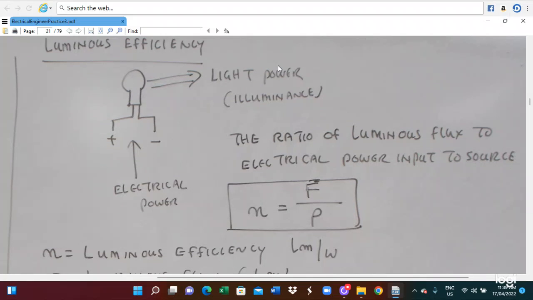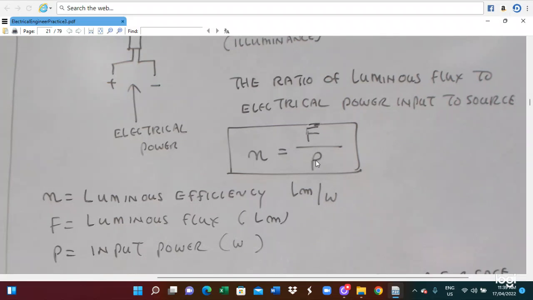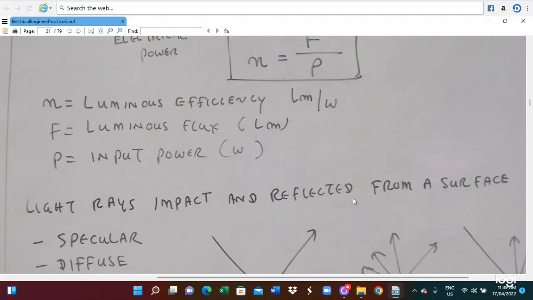Here, light is producing light power. When you connect electrical power, the light produces this light power. The ratio of the luminous flux to the electrical power input is the efficiency, eta. So eta equals F over P. Eta is the luminous efficiency in lumens per watt, F is the luminous flux in lumens, and P is the input power. This is the ratio of how much luminous flux can be produced from the input power.